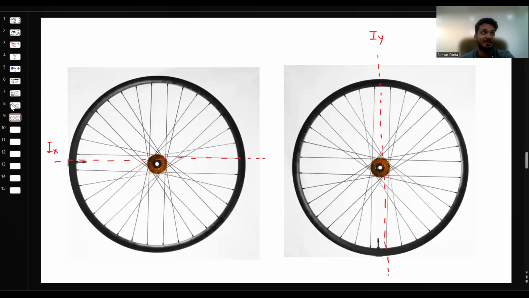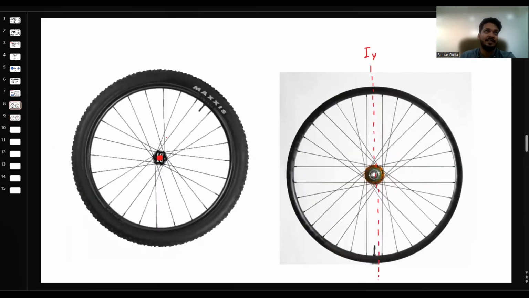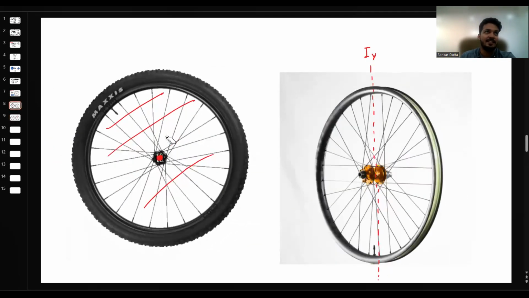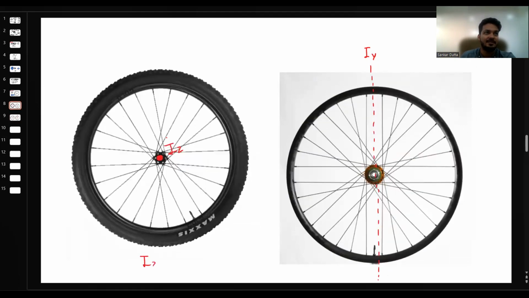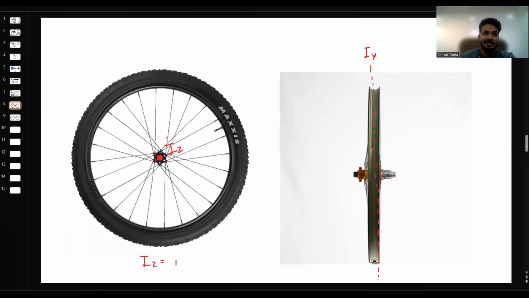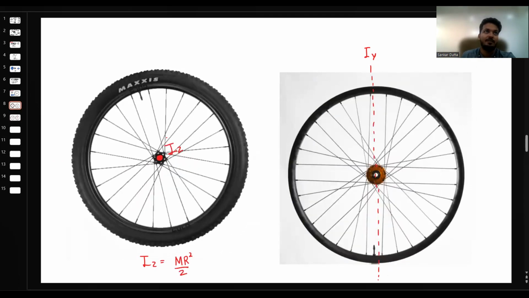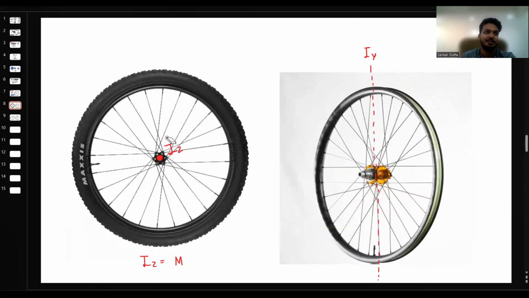Okay. Now, if the disk was rotating like this, this is the z-axis. Can you tell me what is the moment of inertia about the z-axis? I think we already know for a disk, it is mr squared by 2. By the way, this is actually not a disk. This is a ring. But you get the idea.